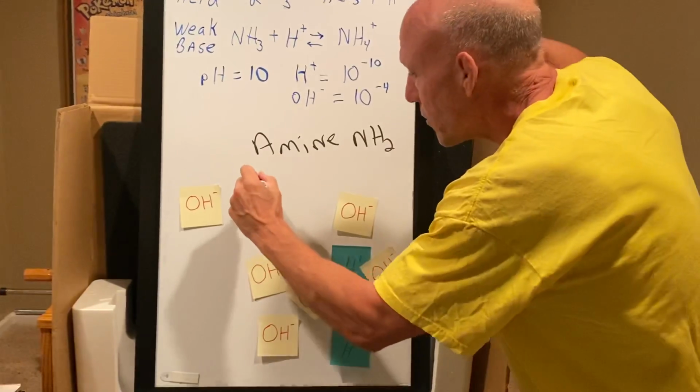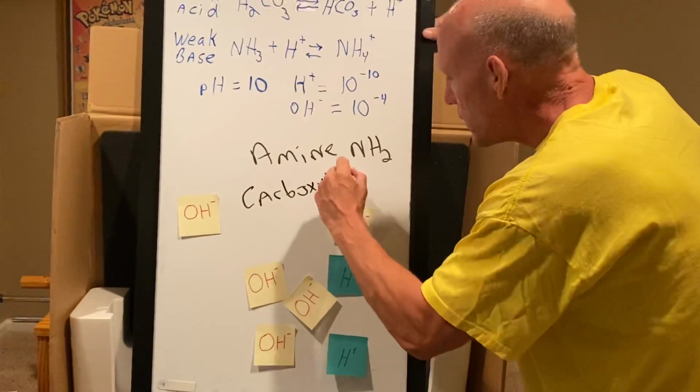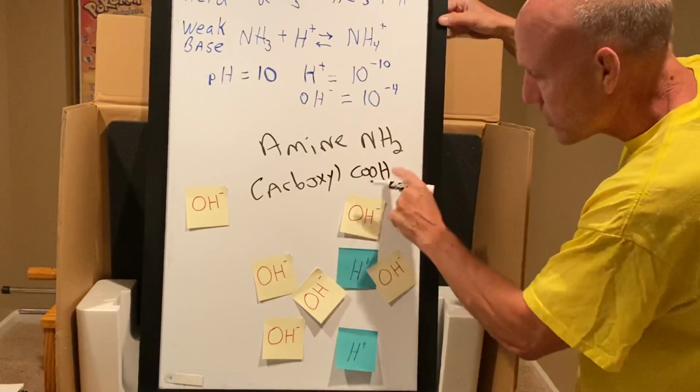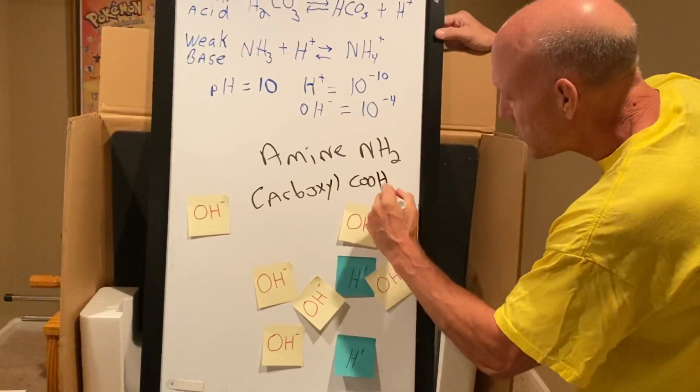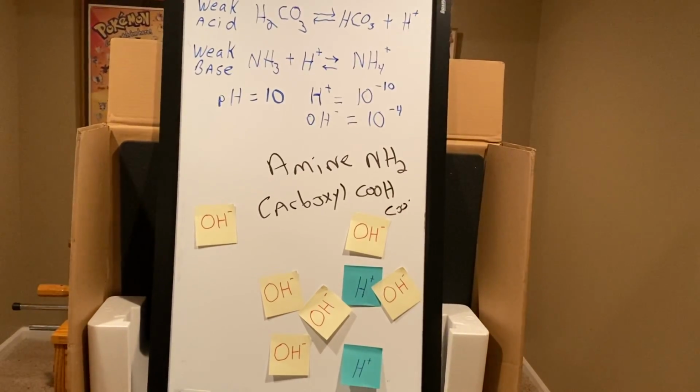How about this one though? It's called carboxyl. It's COOH, and that H takes off and adds to the beaker. It becomes COO minus. Without the hydrogen, so it's acidic. And it's acidic, right?